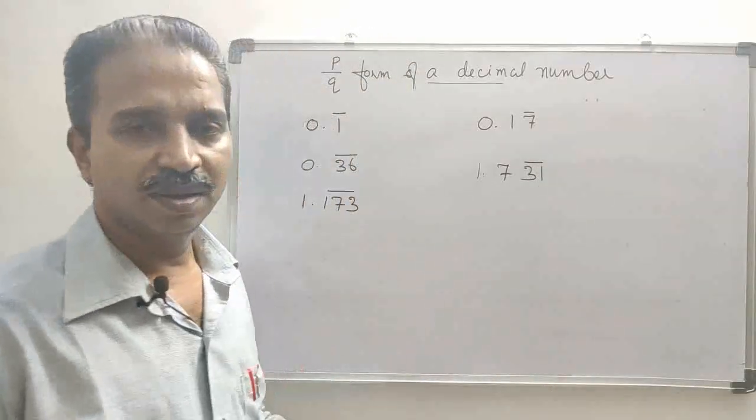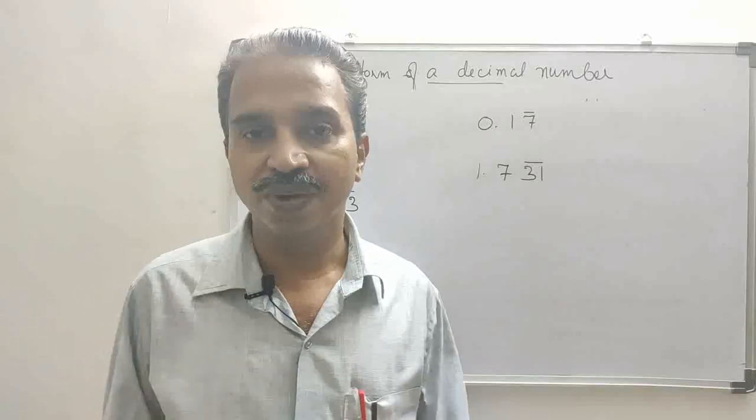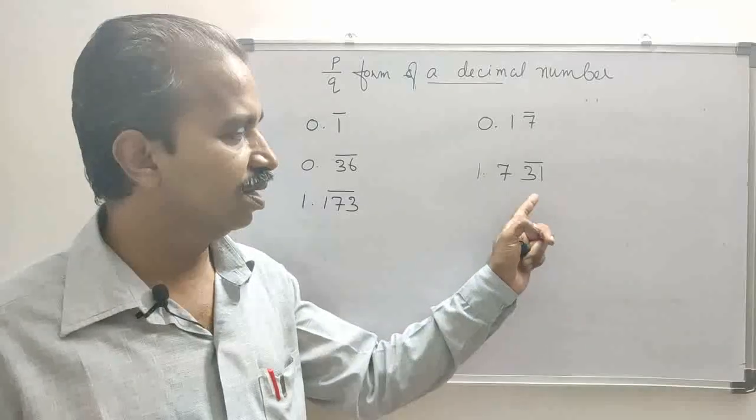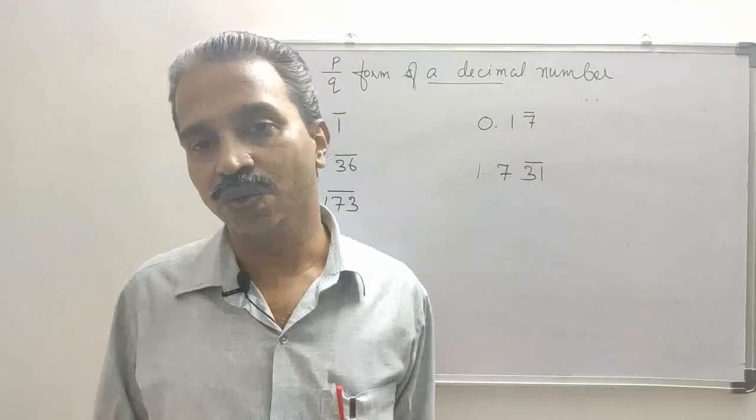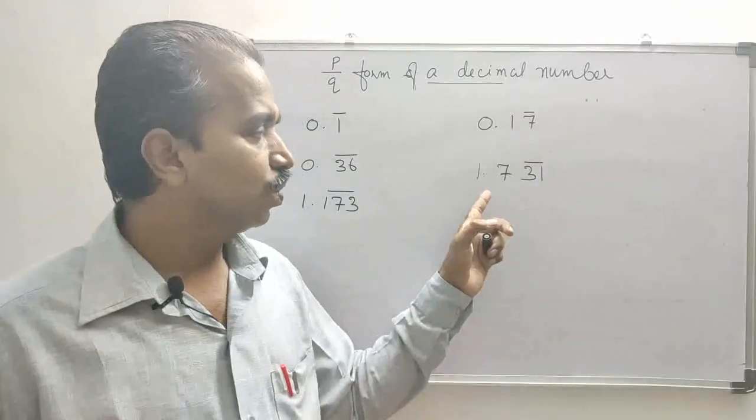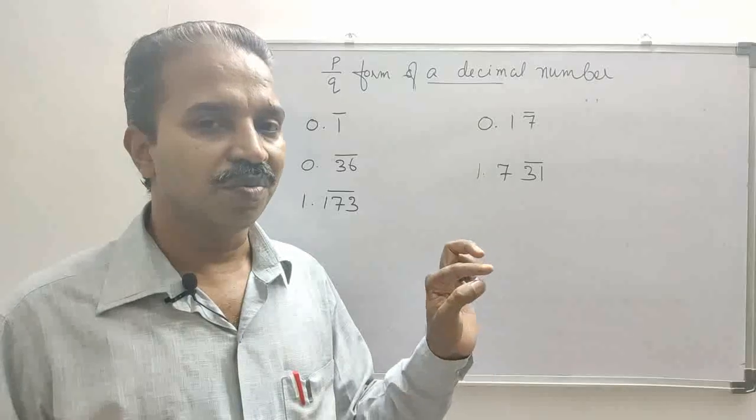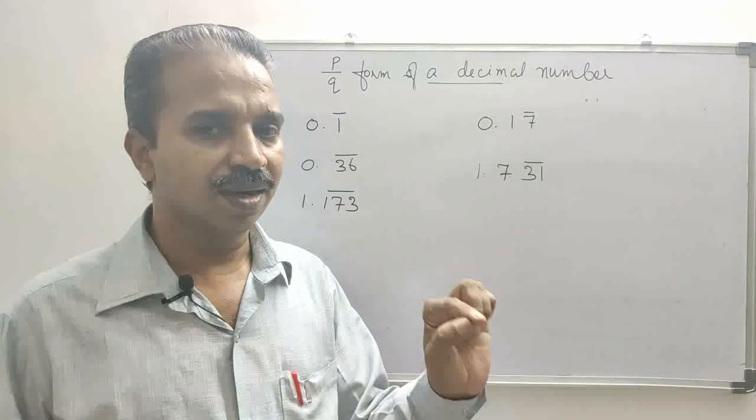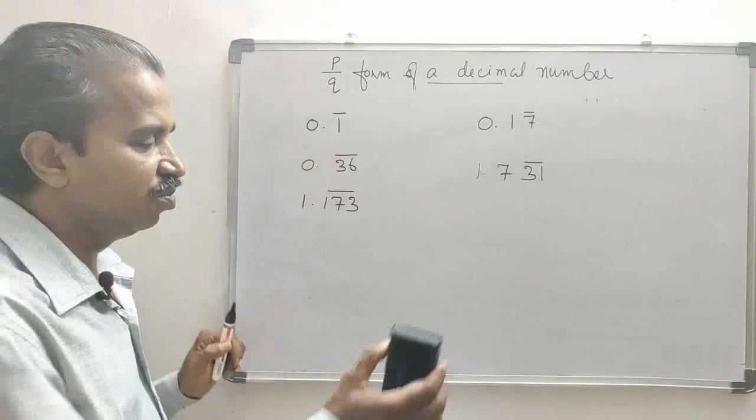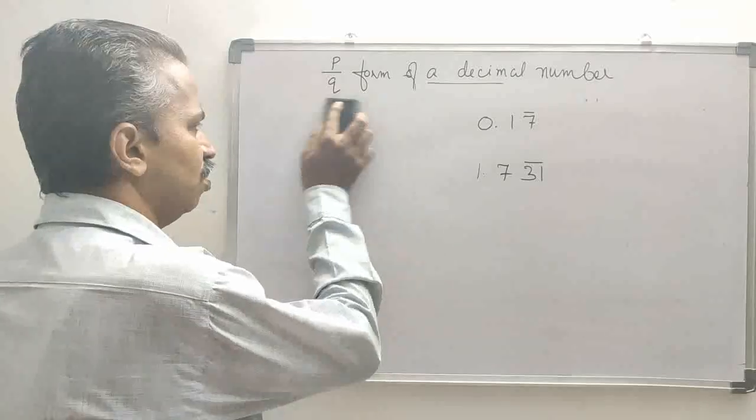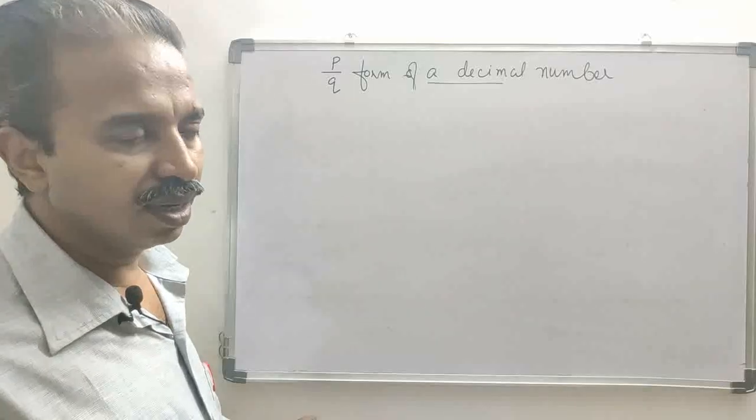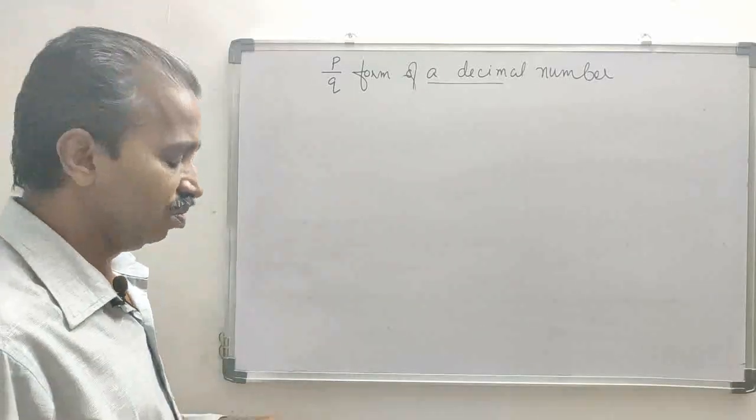1.73131 bar. Here also the 7 after the decimal point is not repeating, only a group of 2 digits is recurring. This bar on 31 shows only the group of digits 31 is repeating. So this also is a mixed recurring decimal. So in this video we will see how to convert this type, that is pure recurring decimals, to P upon Q form. In the next video I will show how to convert mixed recurring decimals to P upon Q form.